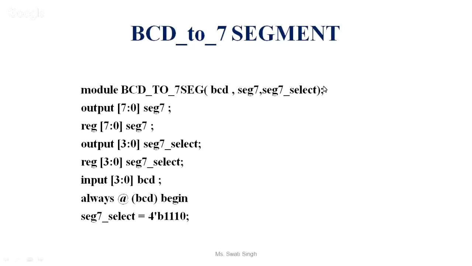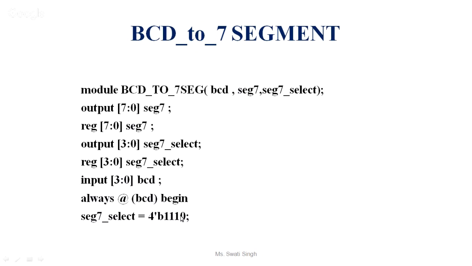So these are the outputs. So we need to take output as well as registers. Now input is 4-bit, so we take input [3:0] BCD, always @(BCD). Whenever there is a change in BCD, begin. Now select segment, seven_segment_select equal to 4'b, because we write our data in binary form.